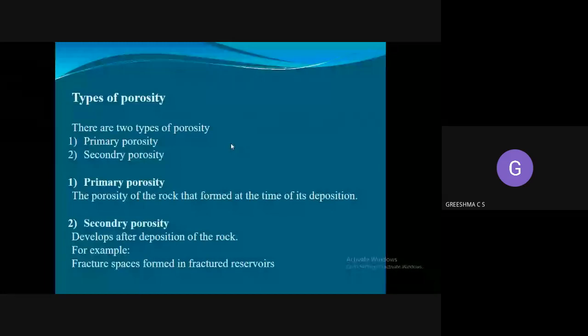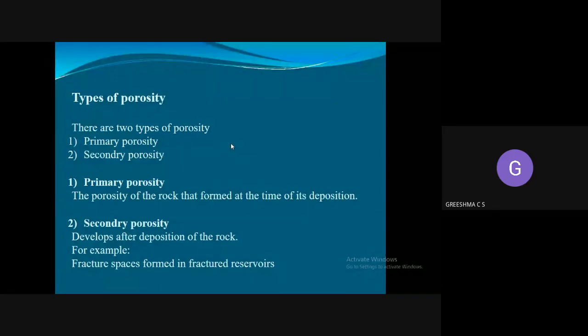Weathering is due to atmospheric agents, and the sediments are then deposited. So during weathering, the deposition process is there. The porosity that occurs, or the voids that occur, at the time of deposition is called primary porosity. That is, during weathering the rock particles get deposited, and the voids formed at the time of deposition are called primary porosity. Primary porosity is porosity that is formed at the time of deposition.